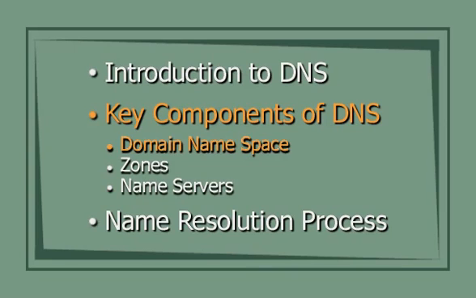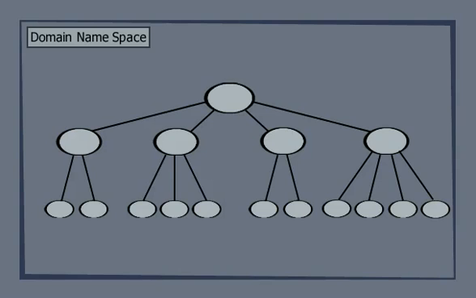The domain namespace provides the structure of a DNS distributed database. Each domain has a unique name. The domain namespace has a hierarchical structure. The root domain is at the top, and it is represented by a period. Below the root domain, the top-level or first-level domains can be an organizational type, such as COM or EDU, or a geographic location, such as AU for Australia.